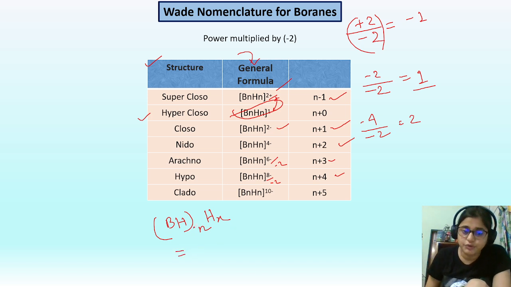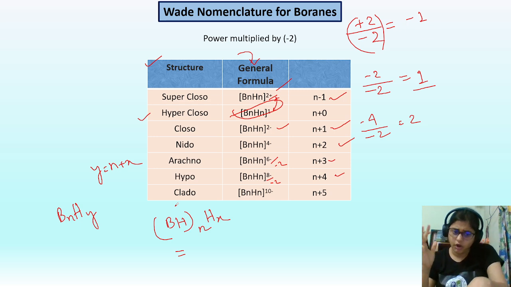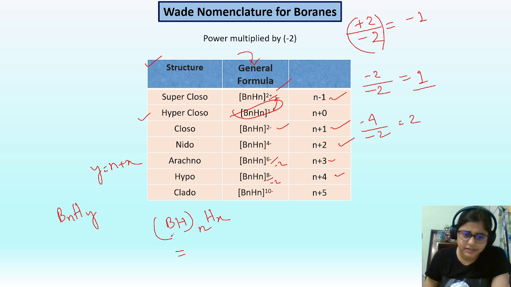So let's say BNH something. Let's say Y is given. So Y is N plus X. Obviously I have to close the bracket. The BH we have to take common, or just take it differently, right? So (BH) whole N and HX is there, and we know if we remove H, the minus sign should be there, right?